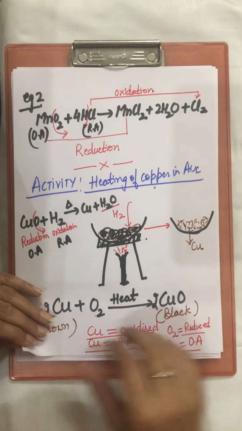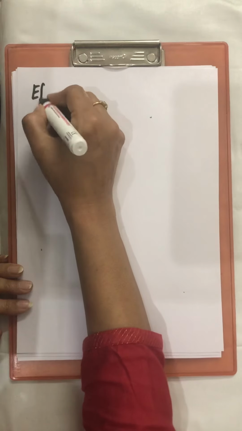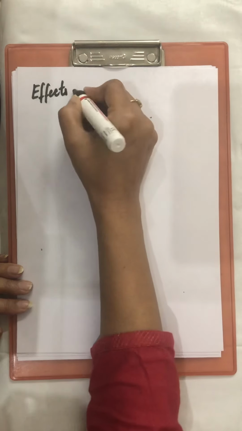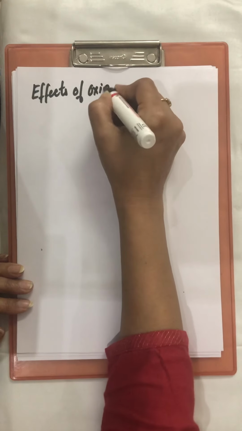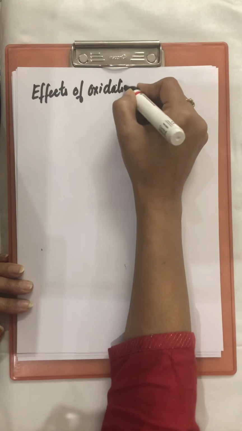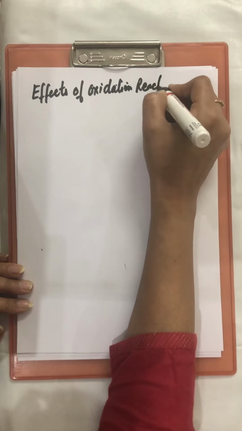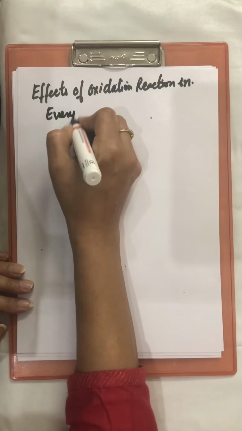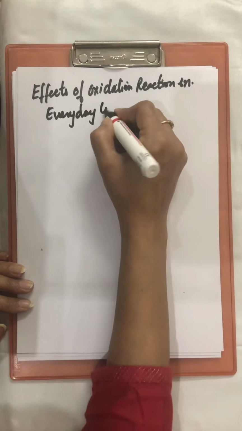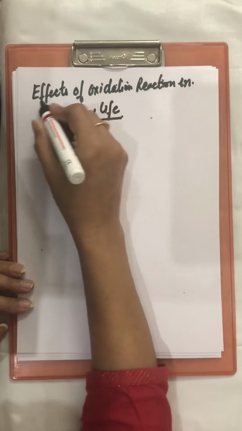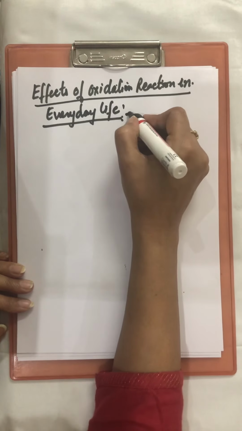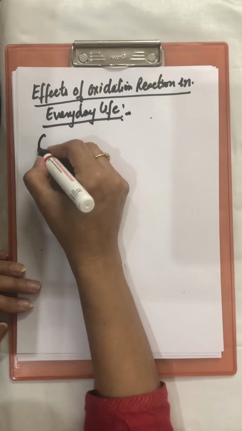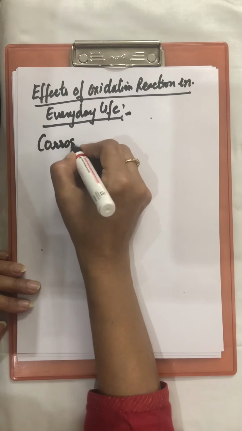Our next topic after this, the last topic of the chapter, is effects of oxidation reactions in everyday life. Some phenomena where oxidation takes place in our everyday life. Two phenomena we have to study here. First one is corrosion.